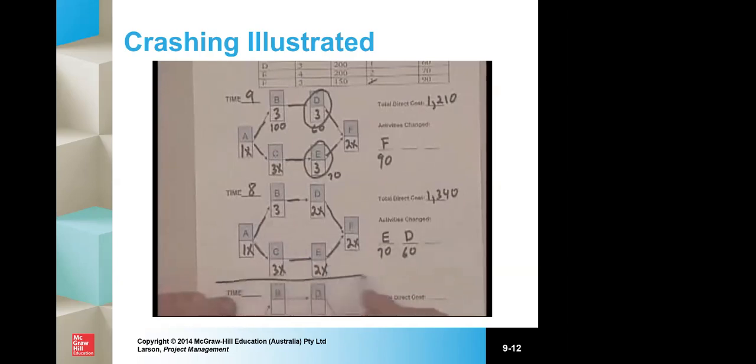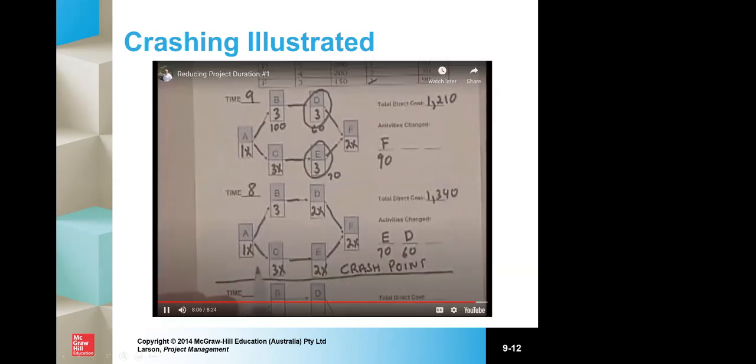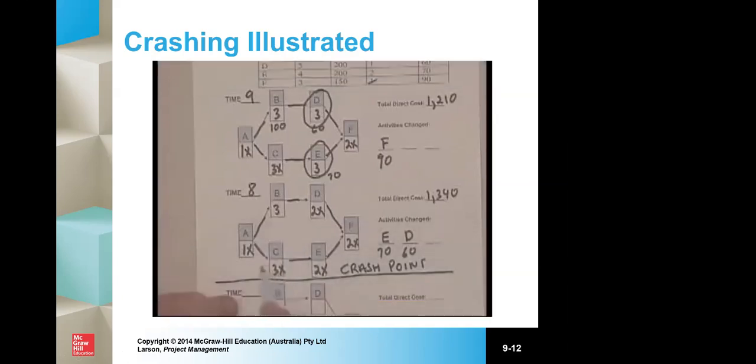So now we've reached what's called the crash point for the network. The point where, given the information that we have, the nature of the network, and what was possible in terms of crashing, we can reduce this network no further than 8 days. And again, the key point here is all the critical paths have to be able to be changed in order to shorten that duration. And in this case, one of the paths is X'd out. As soon as you see that, you know you've reached the crash point for the network.